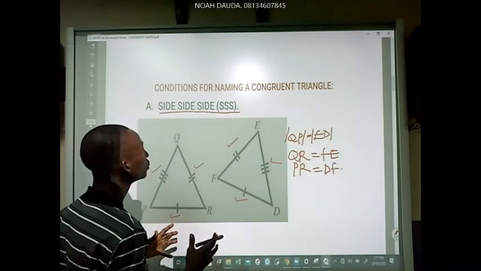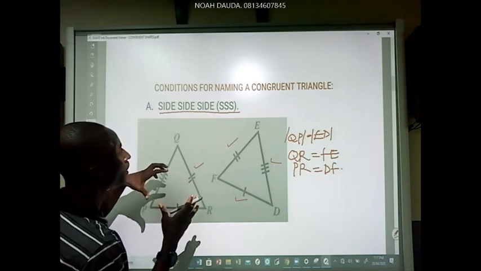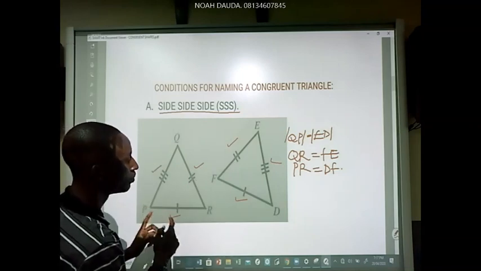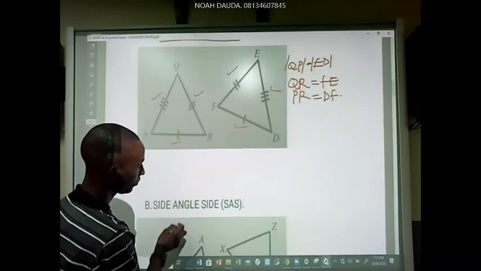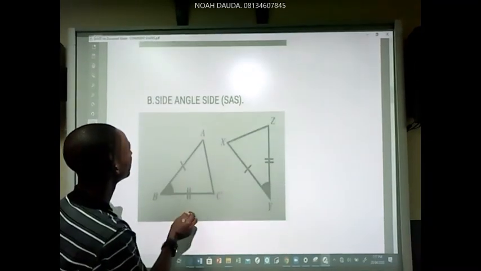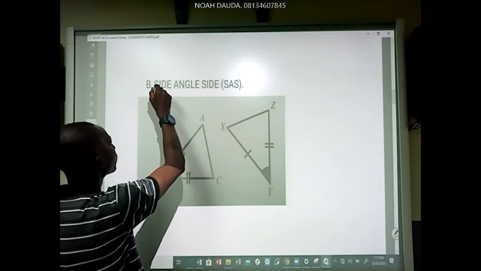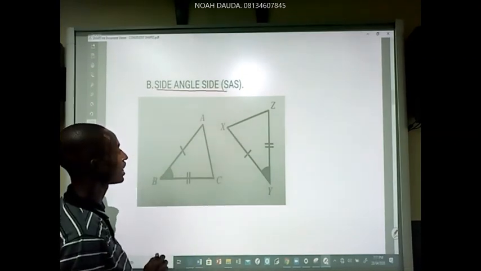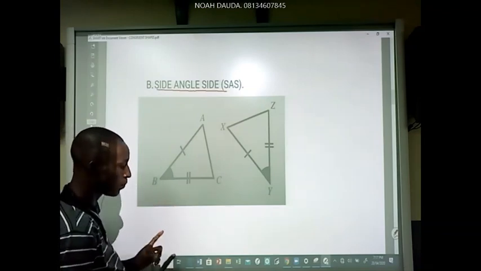So now we have been able to look at the first condition. For you to have a congruent triangle, it must have the side condition, which means the 3 sides must be the same. So let's move on to the next condition. And what does it say? This time around, the second condition says it must have what we call side-angle-side. Now what do I really mean by that? Like I said, they must all be the same in all parameters.